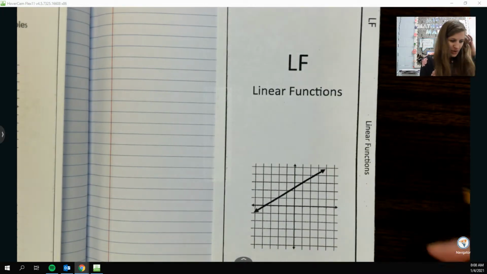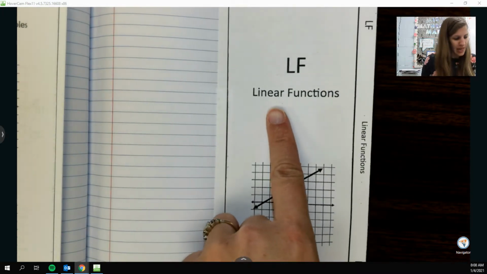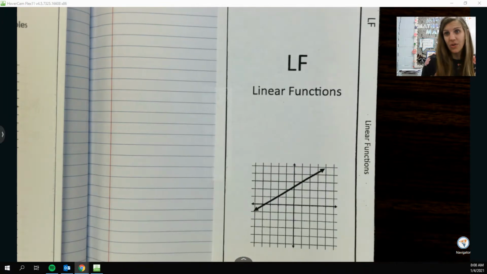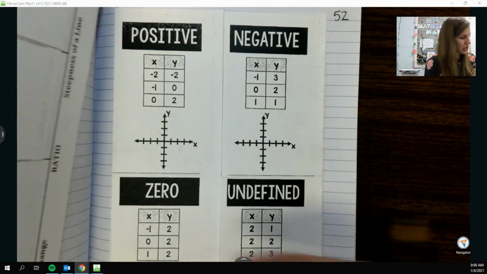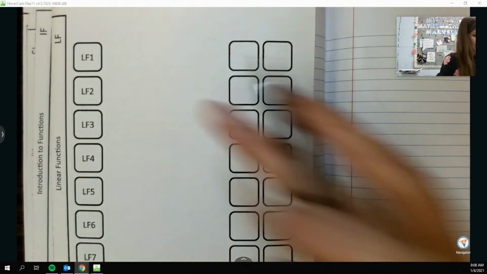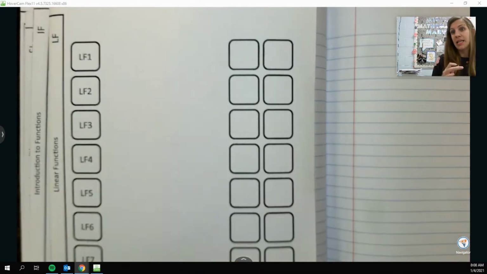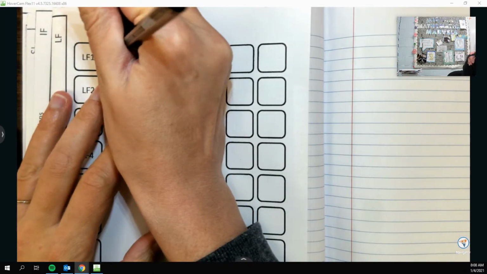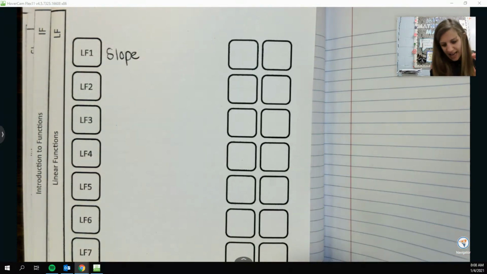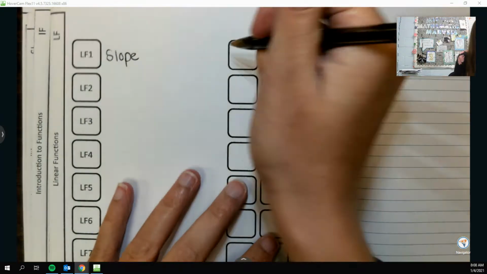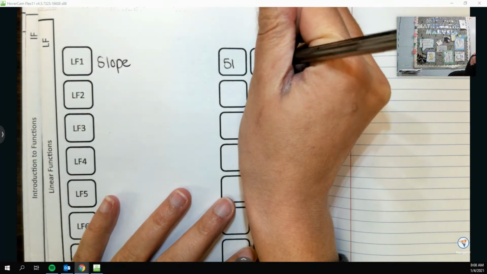Alrighty guys, so we are going to start our new chapter today about linear functions. So hopefully we have those notes all set up. If we turn the page to our table of contents, the first thing that we're going to be talking about today and tomorrow is slope. So we'll put that here, and that's going to be on pages 51 and 52.